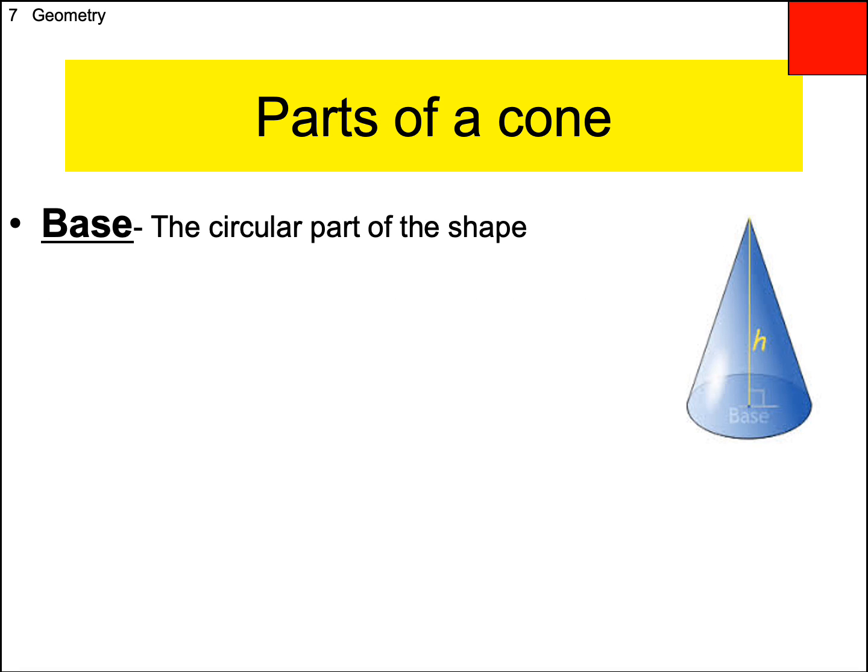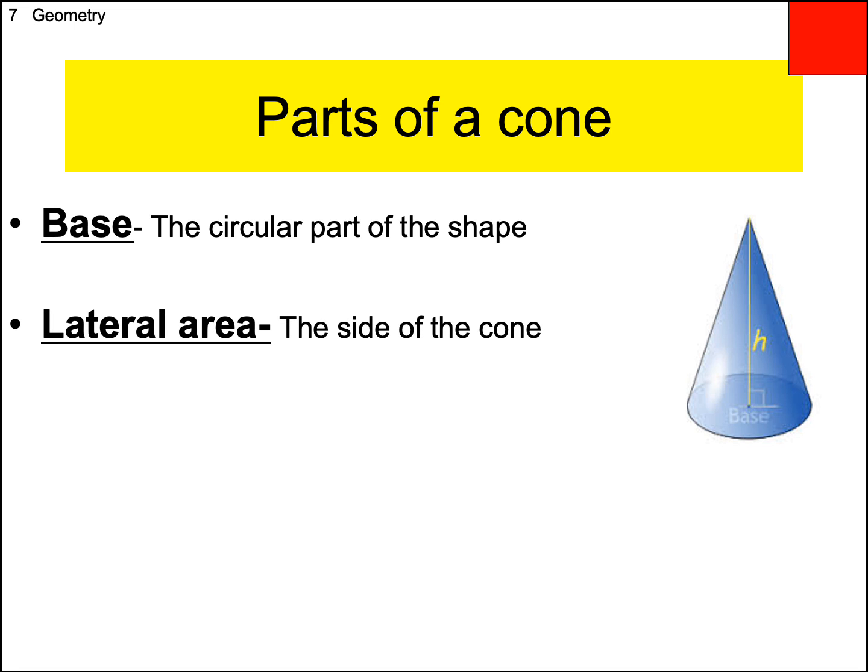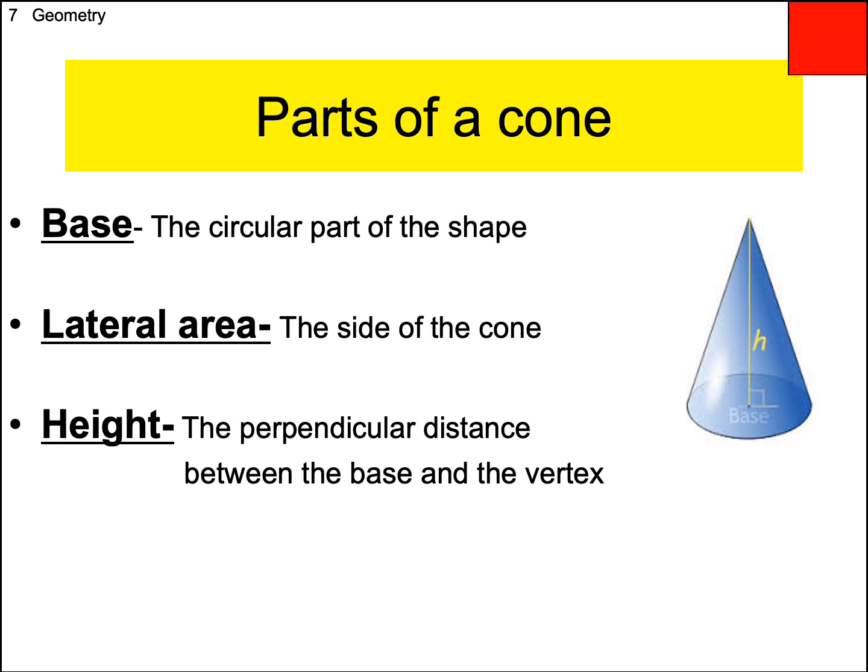Parts of a cone, obviously the base, in this case the base is a circle, right? We draw it with a little oval. The lateral area or the lateral surface is the sides of the cone. And lastly, the height is the perpendicular distance between the base of the cone and the vertex.